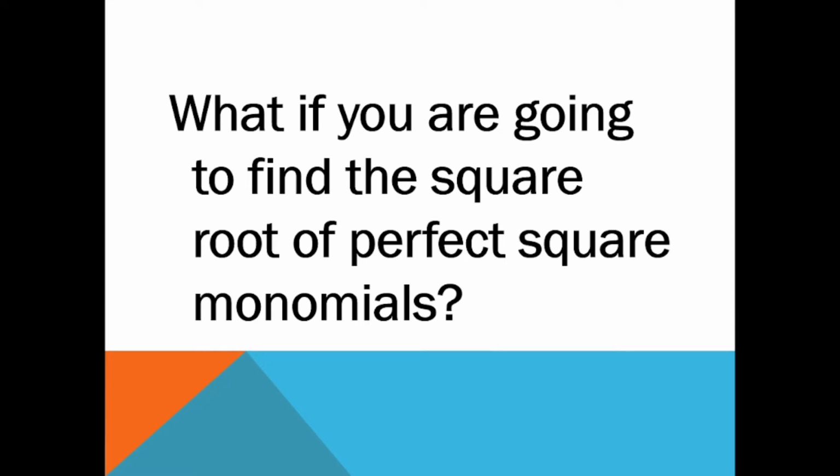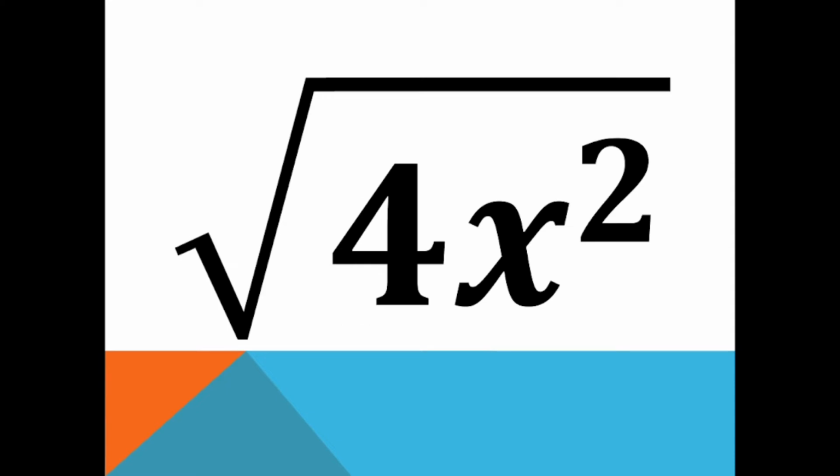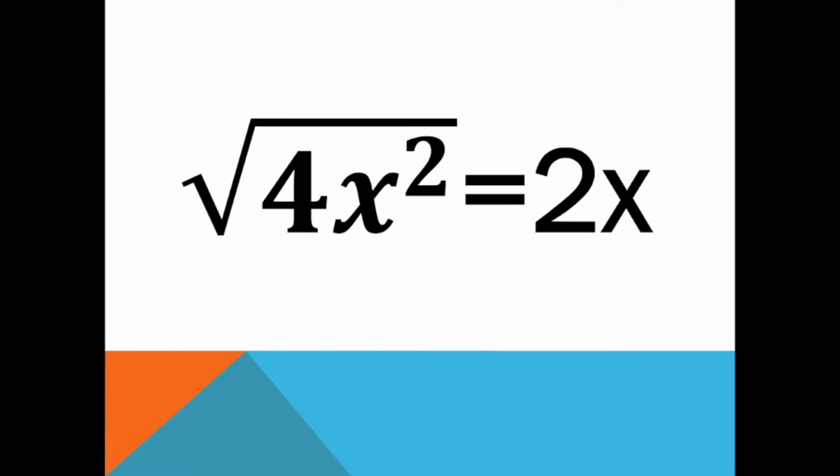Now, what if you're going to find the square root of perfect square monomials? For example, square root of 4x squared. So, what you're going to do first is to get the square root of 4, and the answer is 2. Now, to get the square root of x squared, all we have to do is to divide the exponent. 2 divided by 2. So, the answer is 1. That's why the square root of 4x squared is 2x.